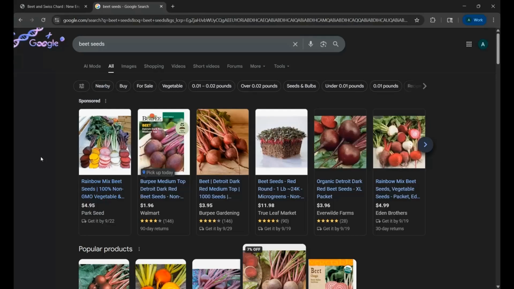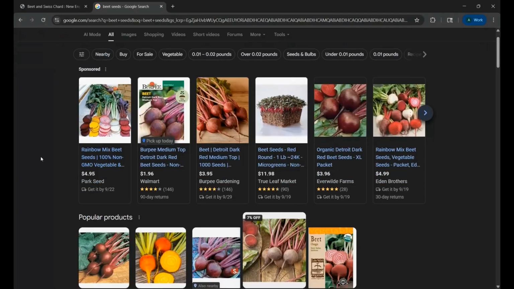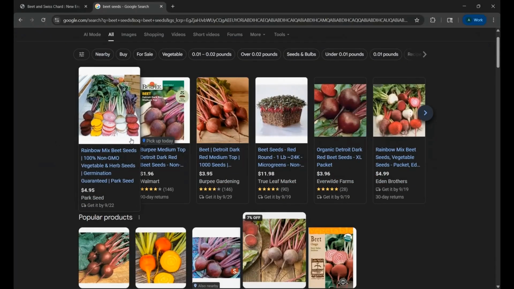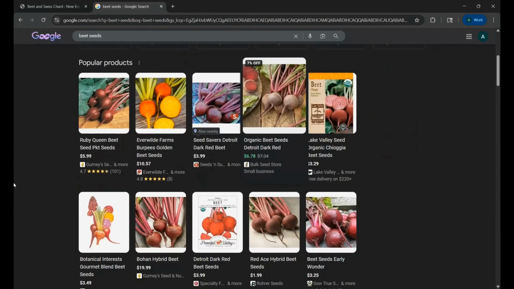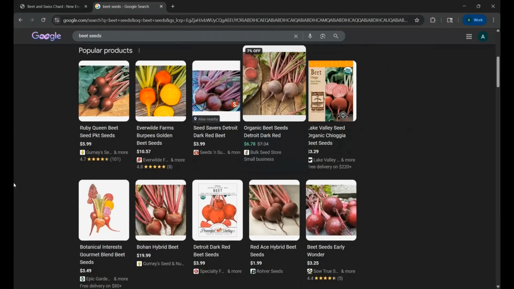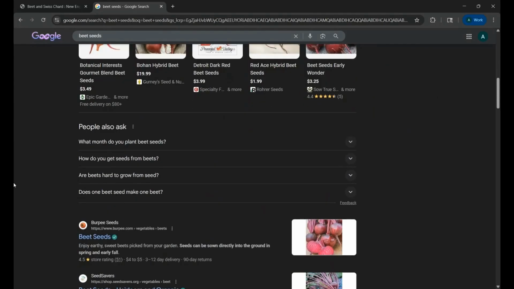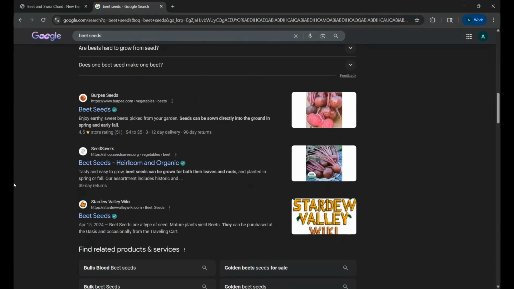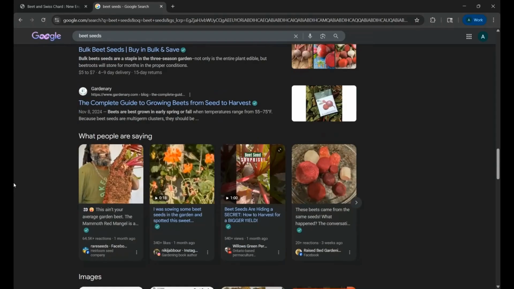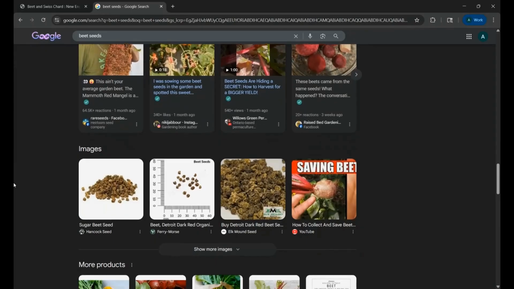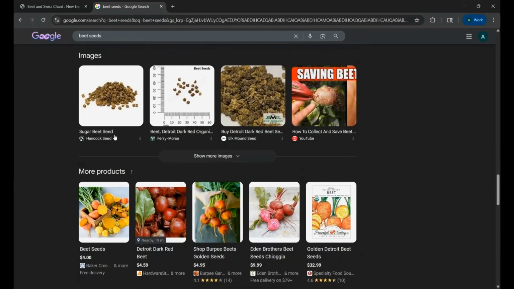Lots of beautiful pictures. You could certainly pick out what beets you'd like based on what they look like. We see lots of different colors, like these stripy things. Beautiful. I love those golden beets. They're really, really delicious. Lots of different suppliers we're looking at: Burpee Seeds, Seed Savers, Stardew Valley. That's not a seed supplier. Lots of people talking about how to grow your beets.